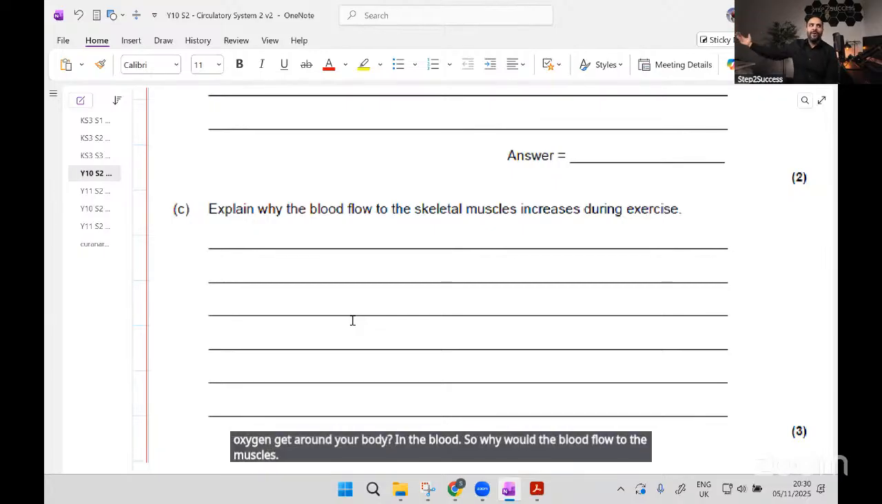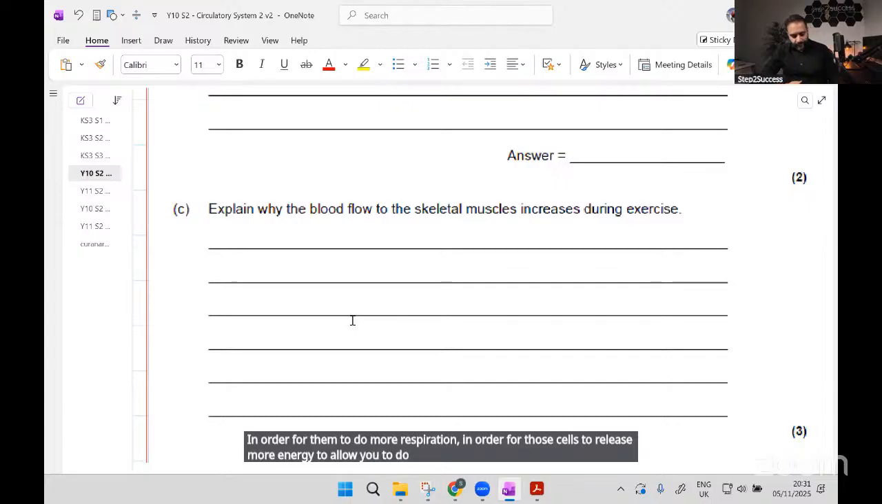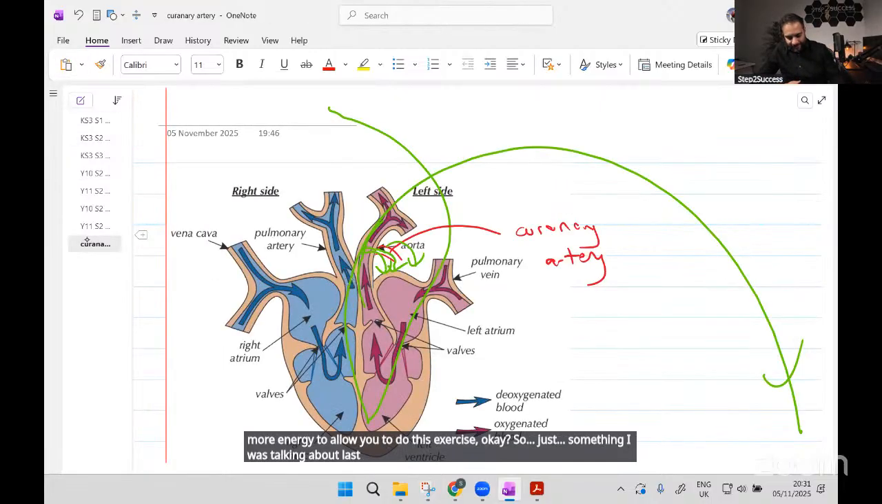Surely it's so that more oxygen can be sent to your muscles in order for them to do more respiration, in order for those cells to release more energy to allow you to do this exercise. Okay. So just something I was talking about last time, actually, in the last hour.